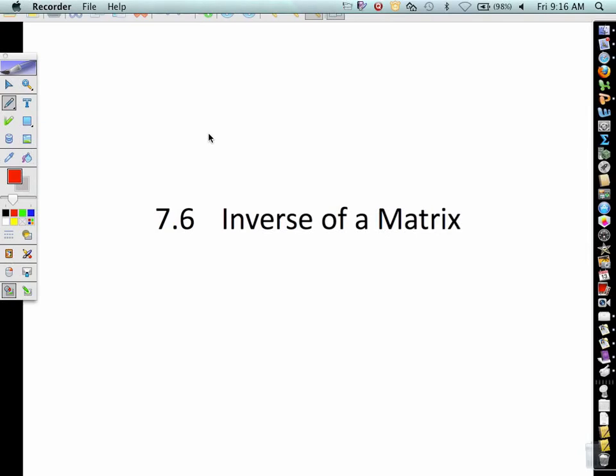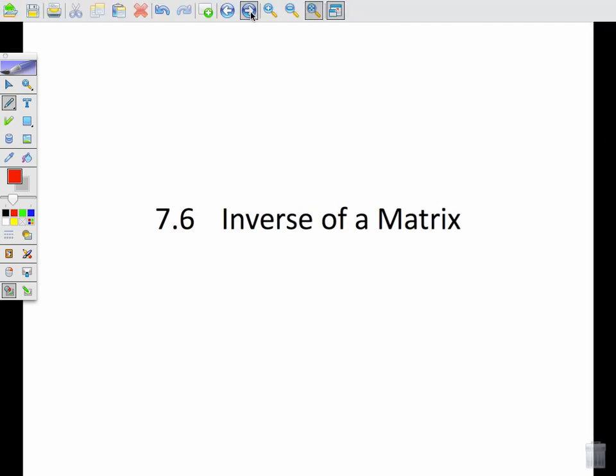All right, this is the last section of chapter 6 or chapter 7. It is section 7.6, and the main focus for this section is to be able to take a 2x2 matrix and find its inverse. Let's see what we've got.